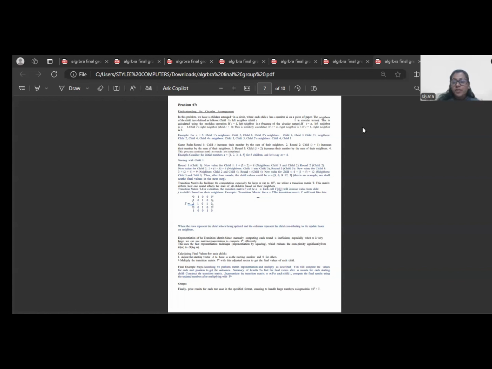This is where mathematics comes to the rescue. We use a transition matrix to model how each child's number changes based on their neighbors. By applying matrix exponentiation, a fast algorithm, we can predict the outcome from any number of rounds efficiently.